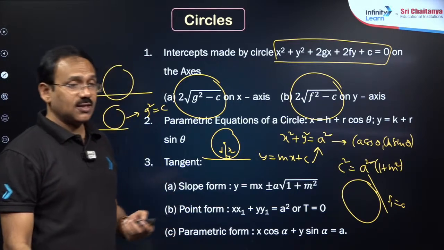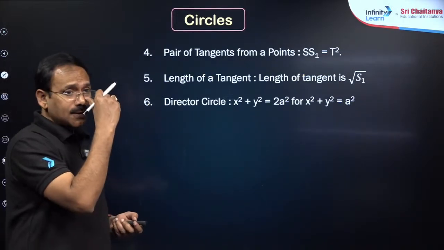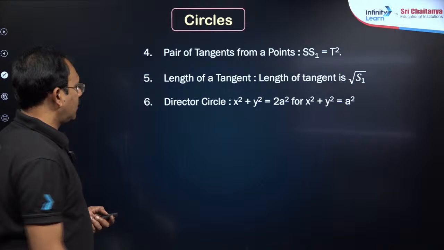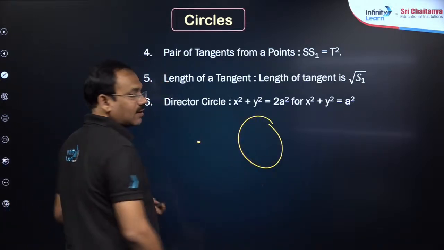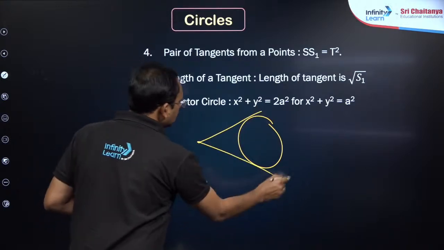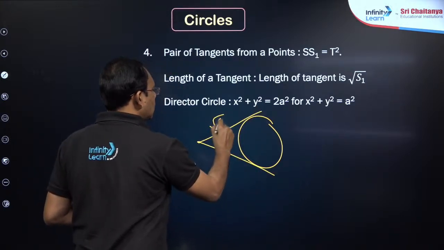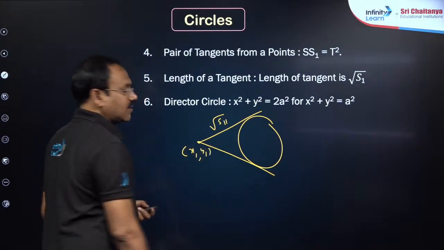Okay, next, pair of tangents is not important. When a circle is given, my dear friends, and a point is given outside, the length of the tangent drawn from the outside point is root of S11, where the point is x1, y1, my dear friends.